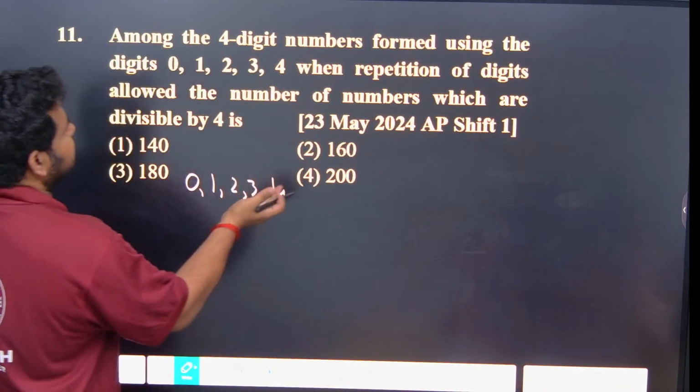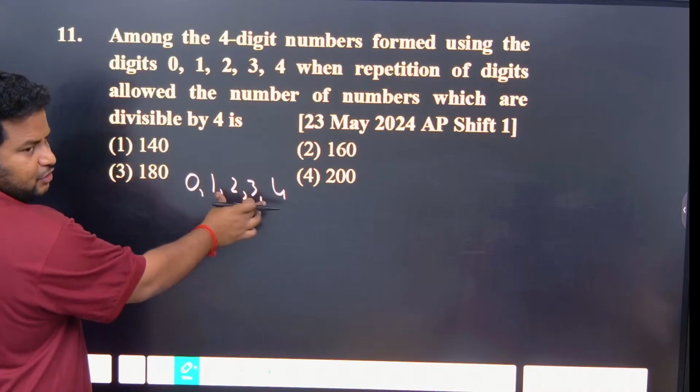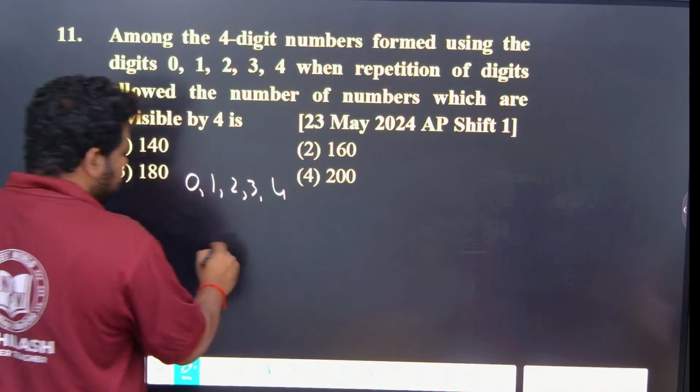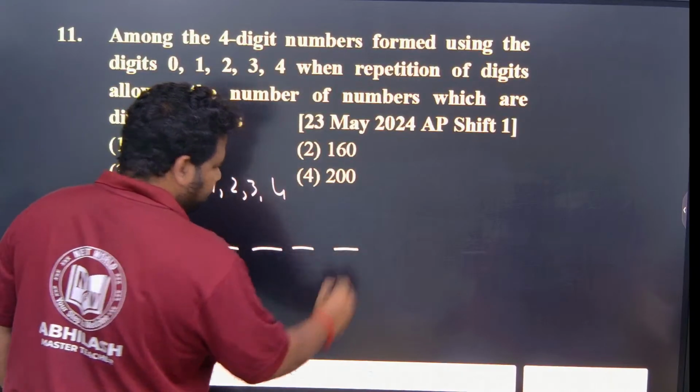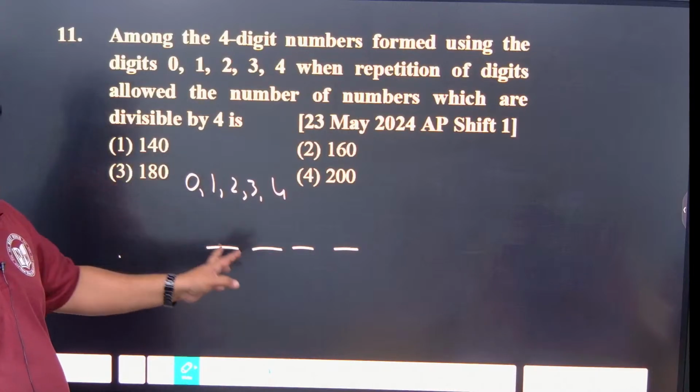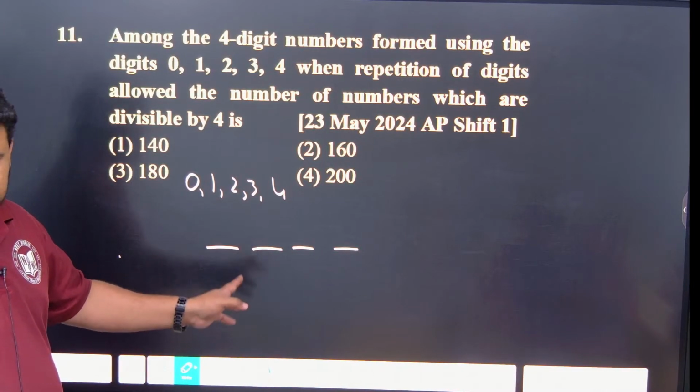We have to make how many digit numbers? 4 here. Here how many digits are there? 5. So n objects are places: 1, 2, 3, 4. Divisible by 4 means the last two numbers should be divisible by 4.